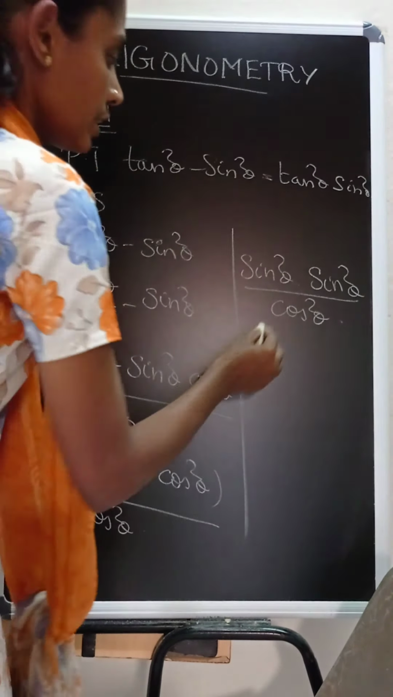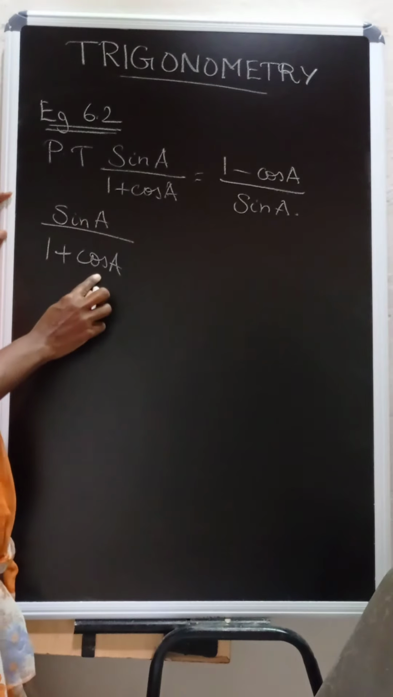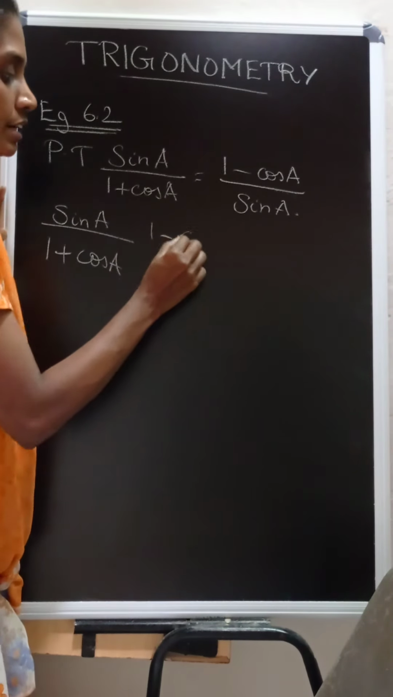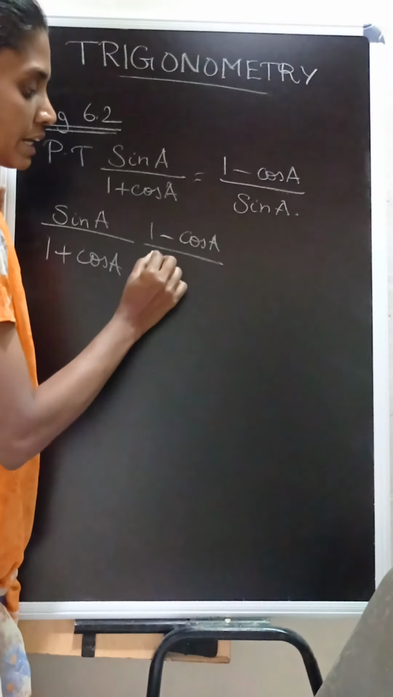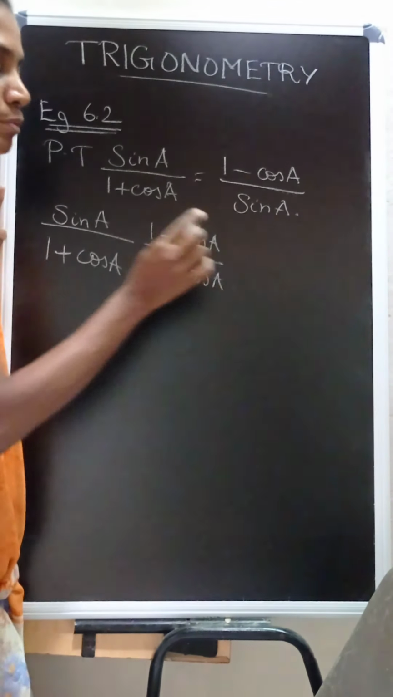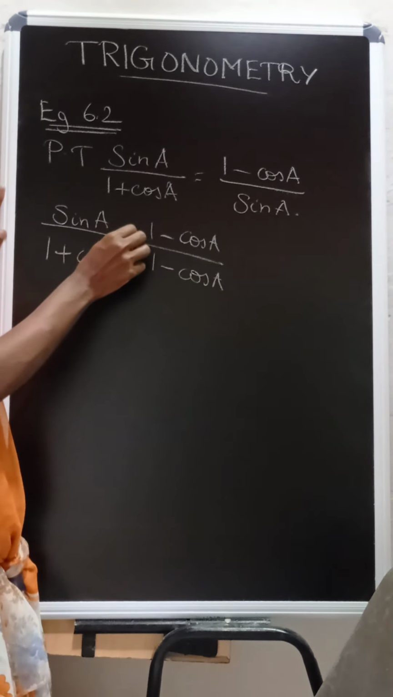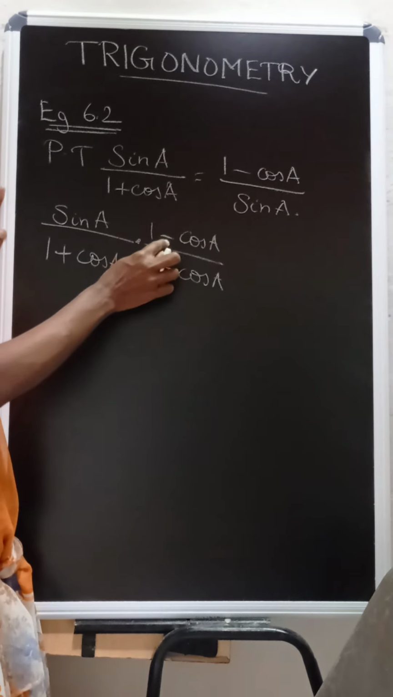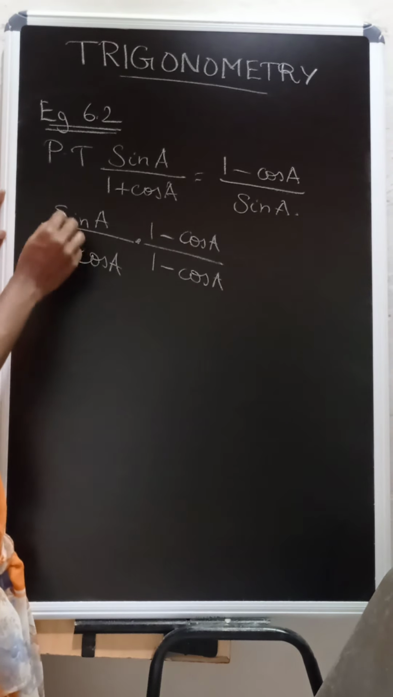Now example number 6.2. Prove that sin A by 1 plus cos A is equal to 1 minus cos A by sin A. For this type of sum I can give you a hint. So sin A by 1 plus cos A. Whenever 1 plus cos A or this type comes here, you should take a conjugate and multiply and divide by its conjugate. This is the procedure. For this type of sums, mostly we will take up the conjugate and multiply and divide by the conjugate.